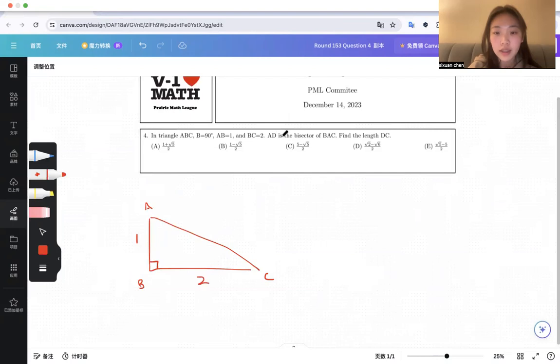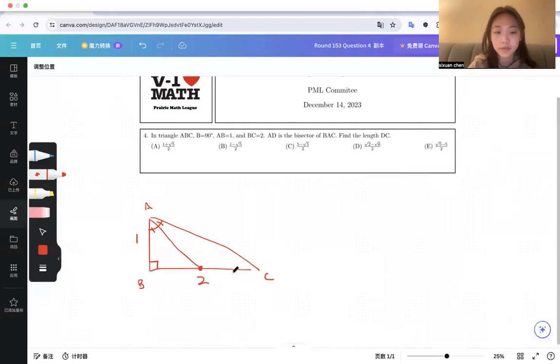And AD is a bisector of angle BAC. So point D is right here. And there's a line bisecting angle A, which means that the degrees of this angle and this angle are the same. And we're looking for the length of DC.